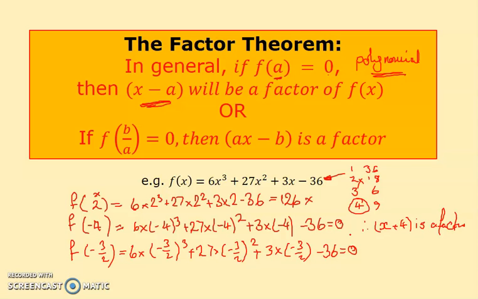Let's, for the moment, just check that. 6 times bracket minus 3 over 2 to the power of 3, plus 27 times minus 3 over 2 squared, plus 3 times bracket minus 3 over 2, and then minus 36. And lo and behold, it is 0.